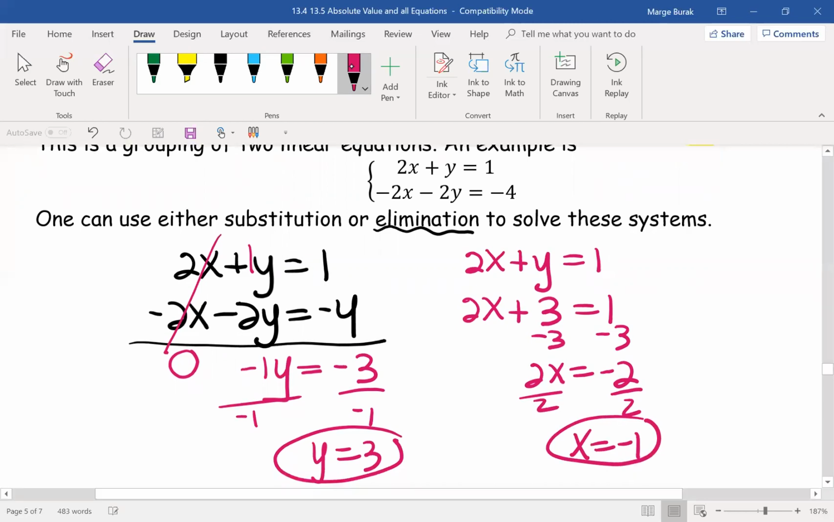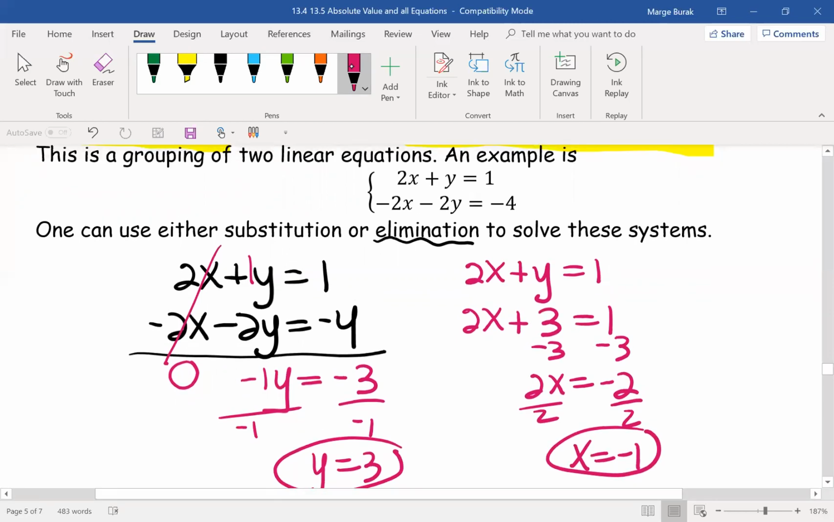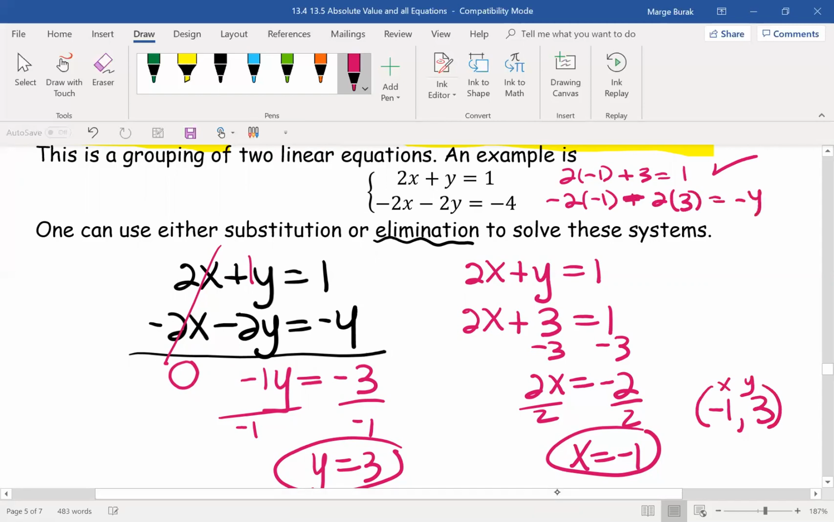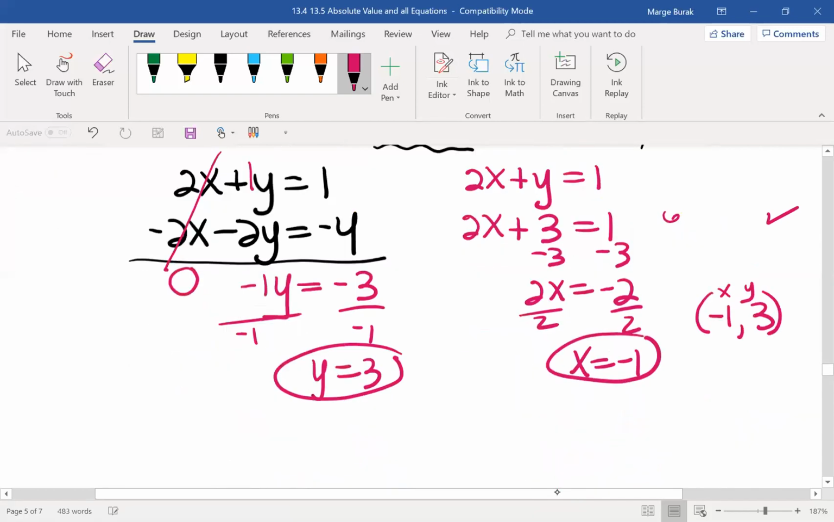And then I would like to make sure that this point, negative 1, 3 if you graph it, or just the variables x equals negative 1, y equals 3, work in both of these equations. So I would have 2 times negative 1 plus 3 should give me a 1, and that does work. And I should have negative 2 times negative 1 minus 2 times 3 should give me a negative 4. That's 2 minus 6. Yes. Okay, so again, if you need some reviewing on that, that's in sections 4.2 and 4.3.